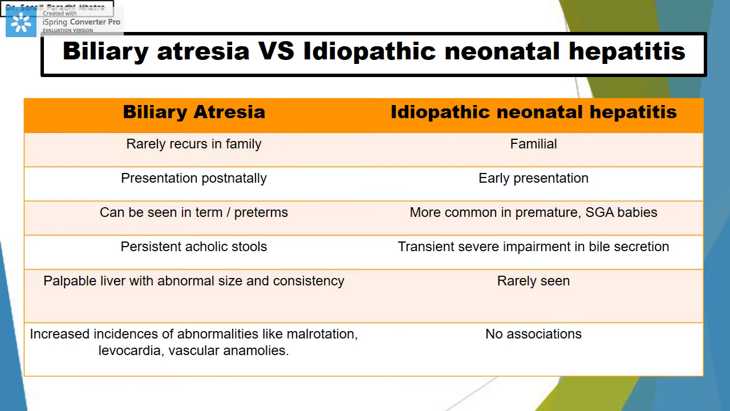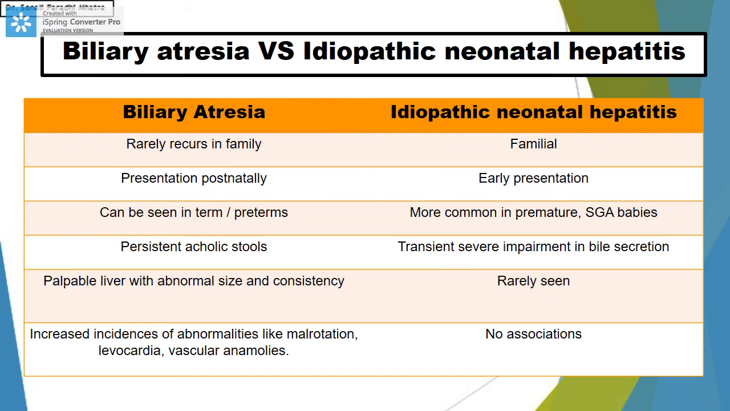Now we have one important cause of direct jaundice, which is idiopathic neonatal hepatitis, and this has to be differentiated from biliary atresia as they have very common presenting features. What we need to know is that biliary atresia rarely occurs in families. However, the idiopathic neonatal hepatitis is generally familial. It has an early presentation. Sometimes the baby can be jaundiced at birth itself. Biliary atresia, however, will be presenting postnatally.